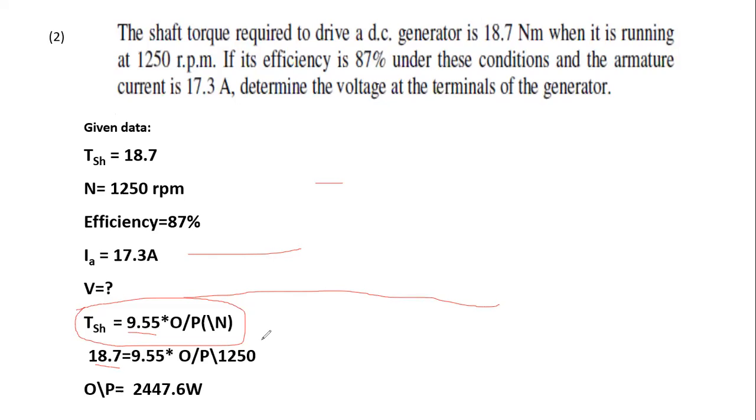By using this formula, we obtain the output. Therefore, output is equal to 2447.6 watts. This is the output of a motor. After calculating the output, we determine the voltage V. Next, what is the formula for input?